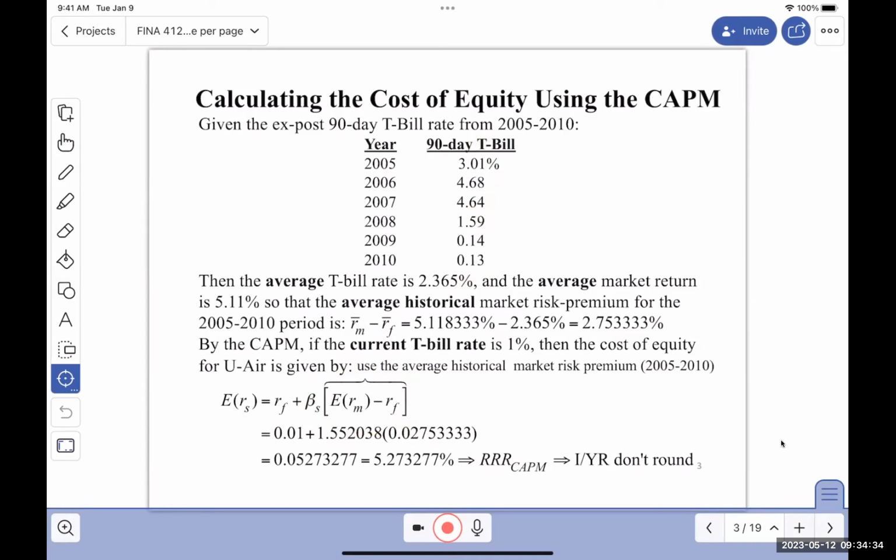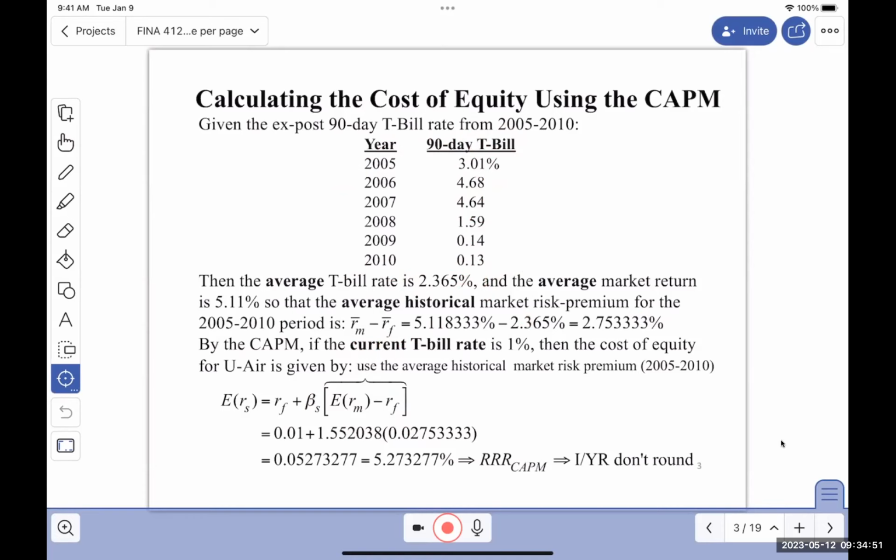My question to you is, the 2.365% was given, or we have to calculate? It's from here. It's the average of these numbers. The F bar is the average of the T-bill returns.